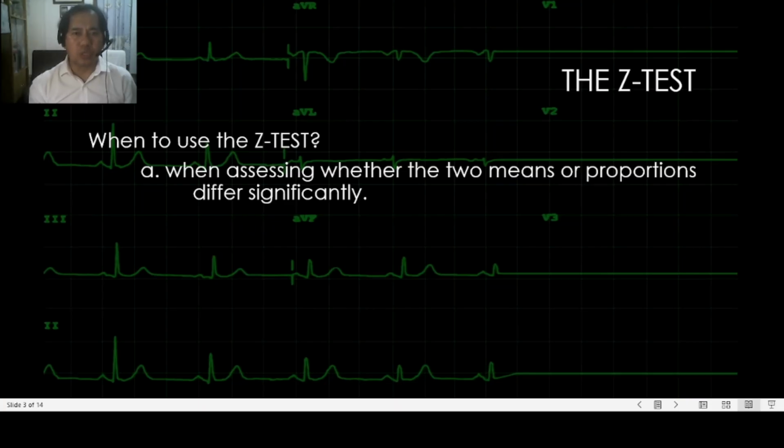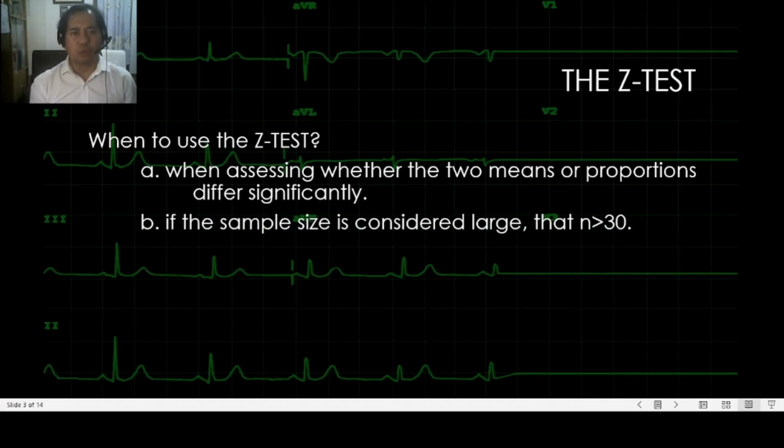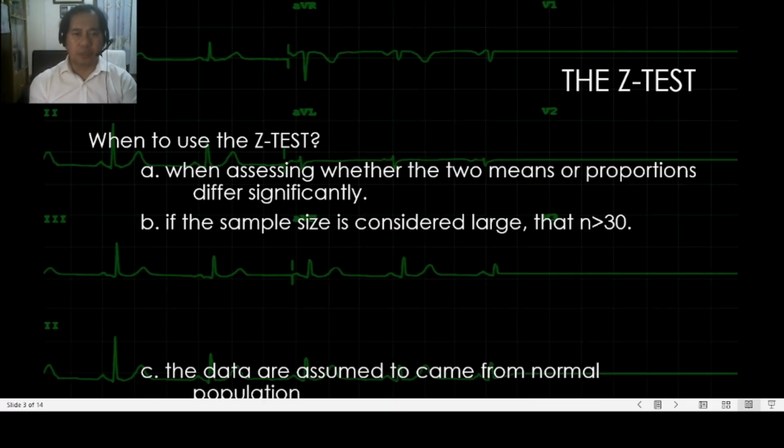That is always the focus of the z-test. It identifies whether there is or there is no significant difference. Another one would be, of course, we consider the sample size. When we use the z-test, we must have a sample size of at least 30, or greater than 30.